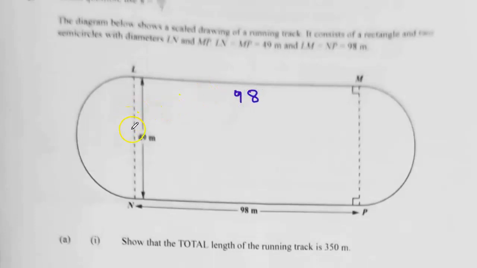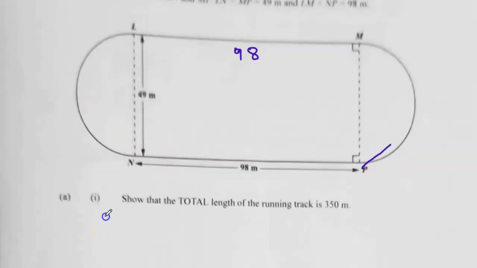Good. Perimeter, notice, so it's basically two semicircles. So the perimeter is really L to M, N to P, this semicircle, and also this semicircle, which is really a circle. So the perimeter of this track is really 98 and 98. So that's 2 times 98 plus a circle. Notice this is a semicircle, this is a semicircle. And the perimeter for our circle is 2 pi r.